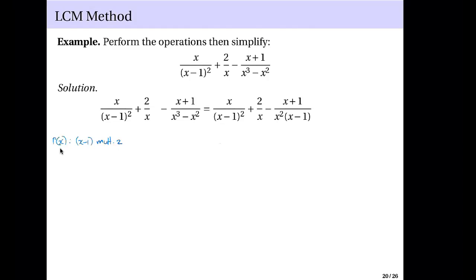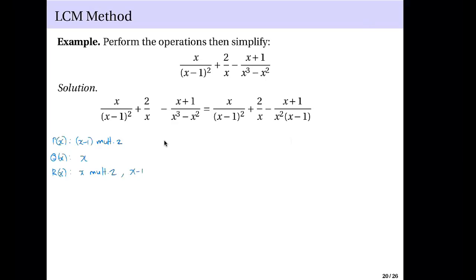For the Q of x, we just have x. For the R of x, we have x, but x has multiplicity 2 because you have x squared there, and we have x minus 1.